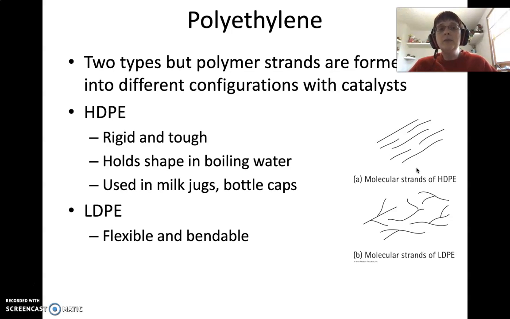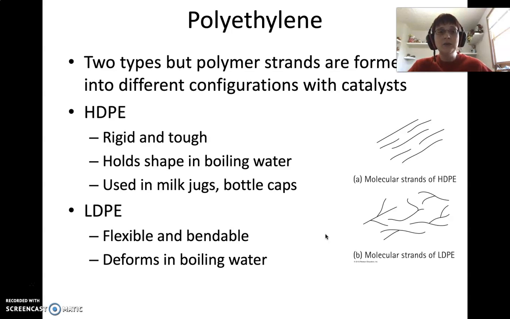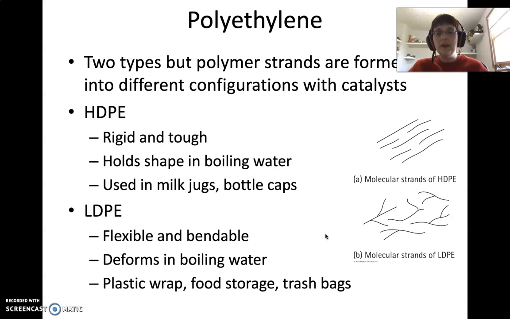LDPE is a flexible, bendable polyethylene, and it's because of these branches. The branches leave more space in between the polymer strands, and so that makes it more flexible as a material. It does deform in boiling water, so this is not something you can use in a hot type of situation because it will melt, it will get holes burned into it, things like that.